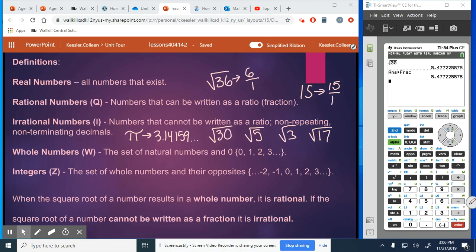Whole numbers, we know very well. That's the set of natural numbers, which I didn't list here, because those natural numbers are numbers that you count, and zero. So it's 0, 1, 2, 3. I think everybody knows what a whole number is. I don't know that you need an extra definition for that.